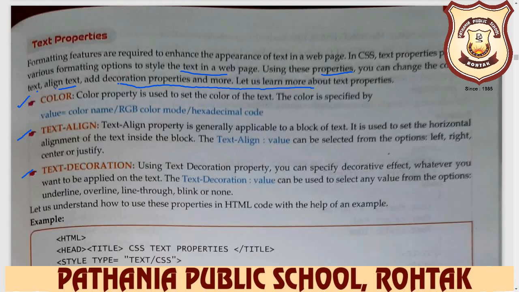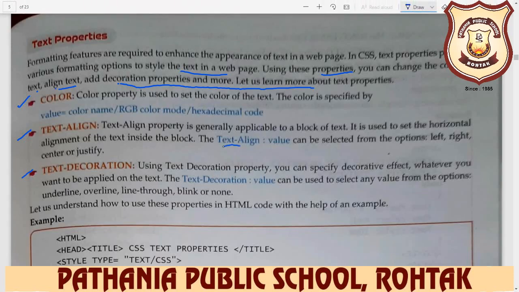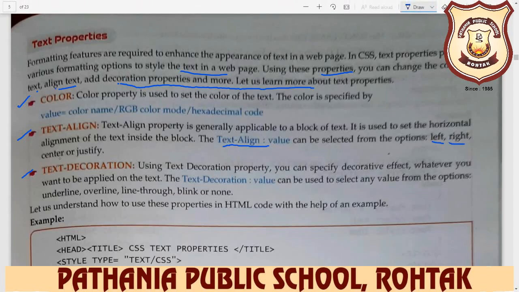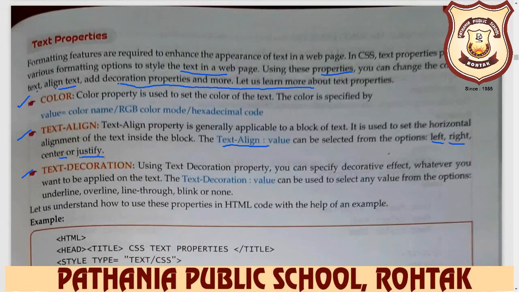Second property is your text-align. Learn this point, everyone. When you want to change the alignment, you write text, then hyphen align, then you use the colon and write the value. Your values are left, right, center, or justify. Four types of alignments are there: left, right, center, and justify.